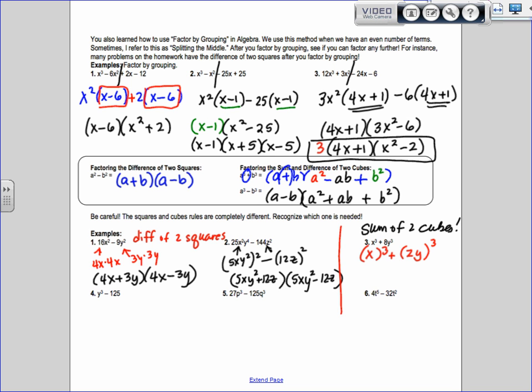Okay, so now I'm going to break it into a binomial and a trinomial. So I'm going to have a small one and a long one. For the binomial, I just drop the cube, so it's like I cancel out these threes. I get x plus 2y. So I have x plus 2y here.